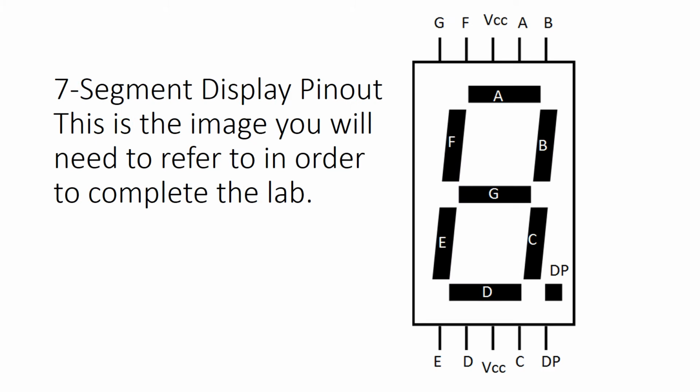But here's another one, and this is definitely the common anode. You can see that instead of being connected to ground, the middle pin, both on the top and the bottom, are connected to VCC, or the positive voltage. So this is the image that you're going to need to refer to complete the lab if you're doing a common anode 7-segment display. You'll be able to see which pin lights up which bulb, and that's how you'll be able to connect the diagram.